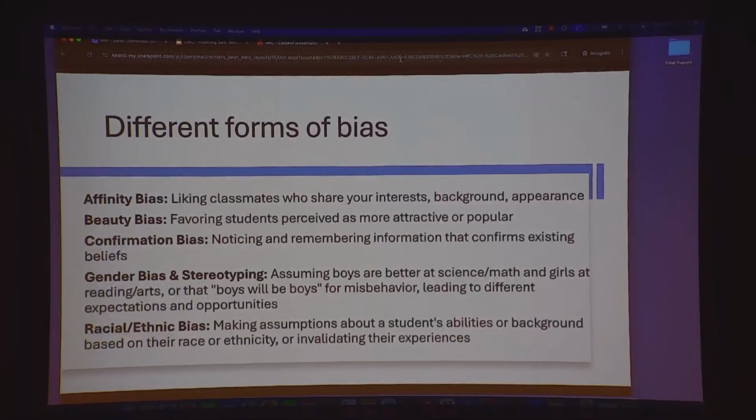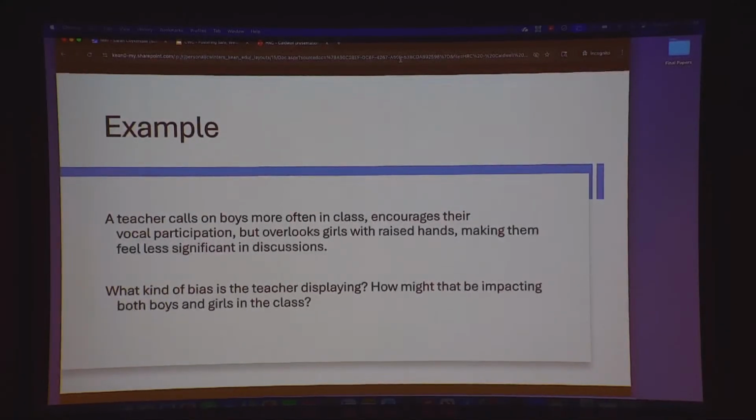And the last example we have is racial or ethnic bias, making assumptions about a student's abilities or background based on their race or ethnicity, or invalidating their lived experiences. And so let's do some real-world examples.